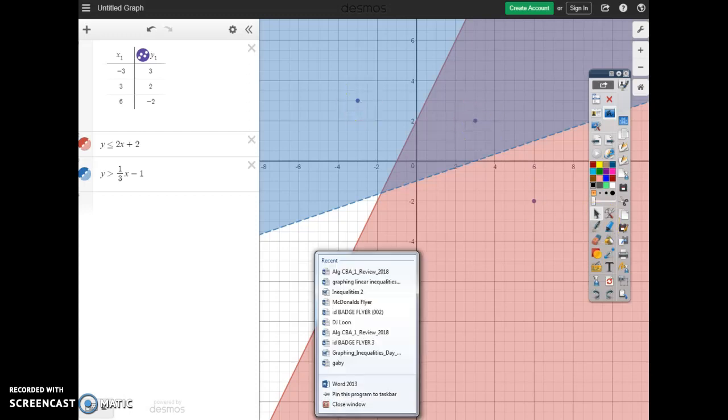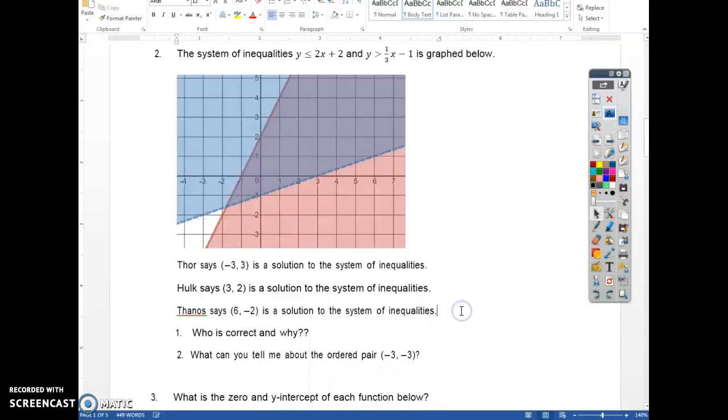Okay? Add the points to the graph. So I have -3, 3. That's Thor. Hulk is 3, 2. And then Thanos is 6, -2. So who is correct? Hulk. Why? Because he's on both colors, the blue and the red. And in your paper, it's the darker shaded area.